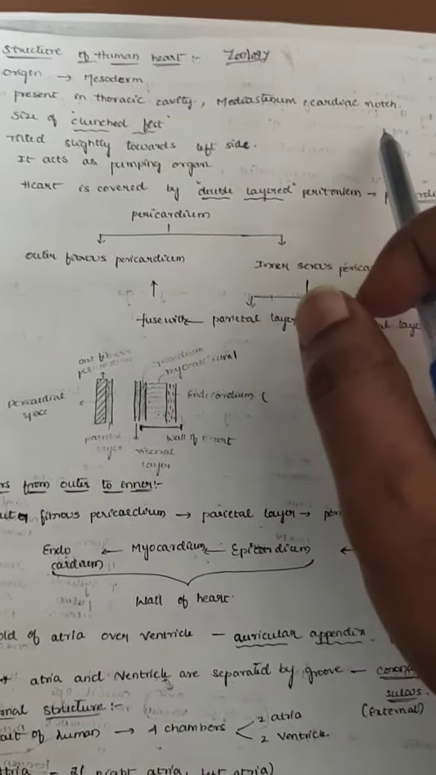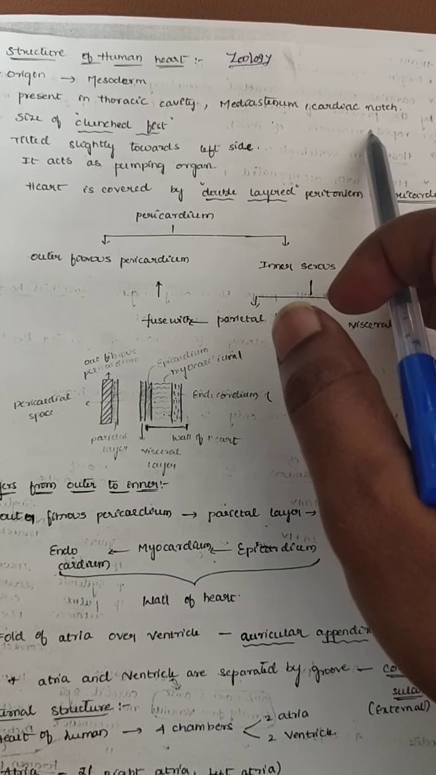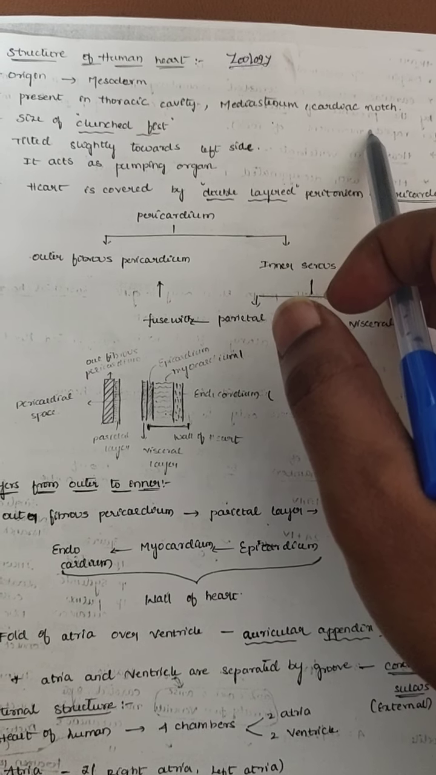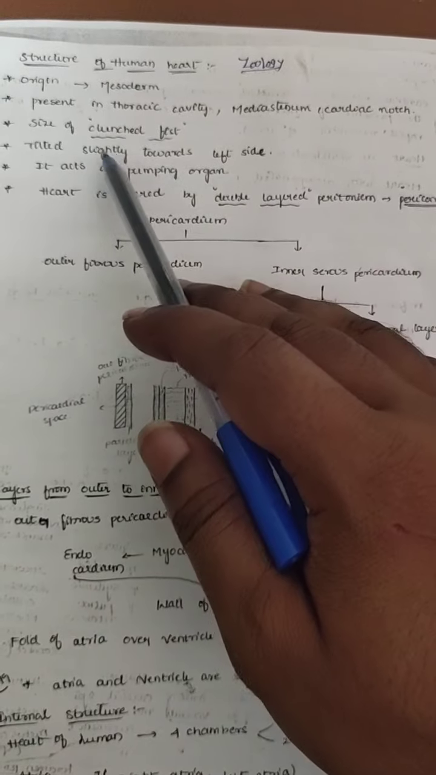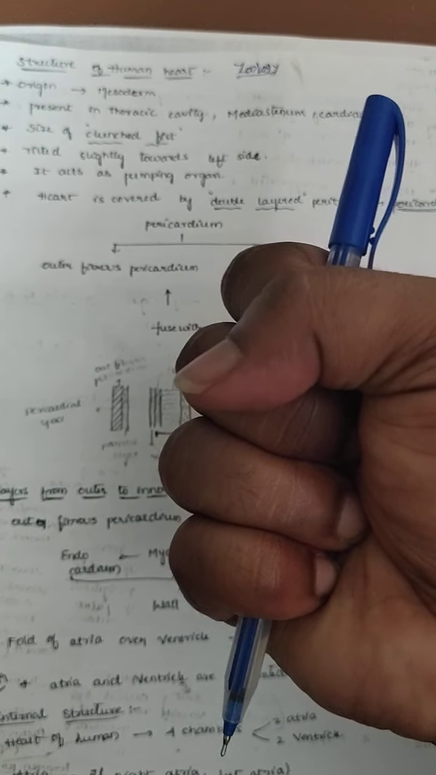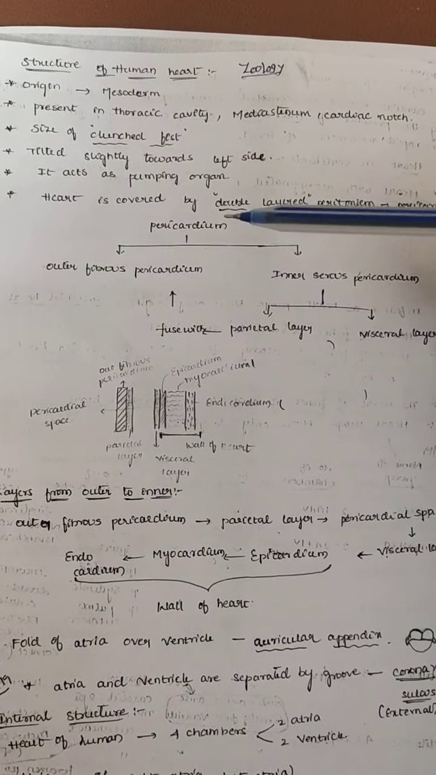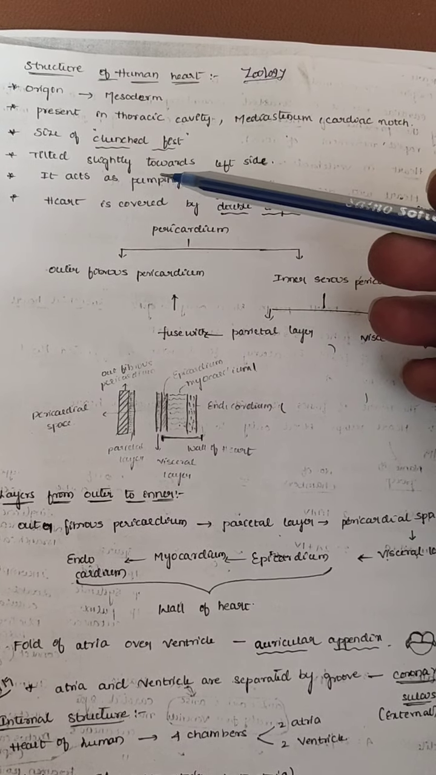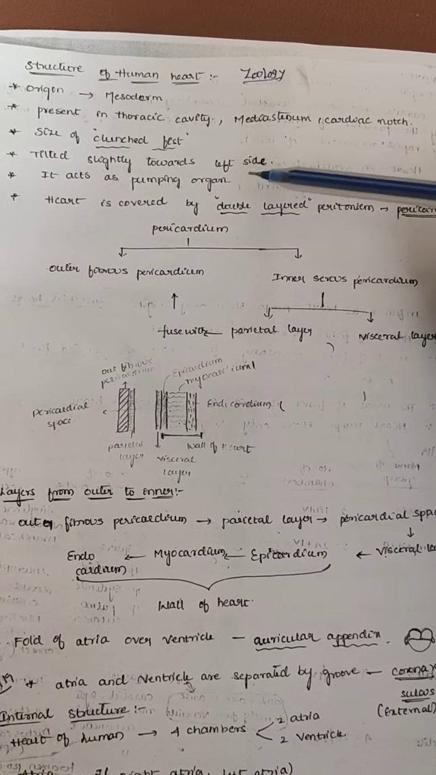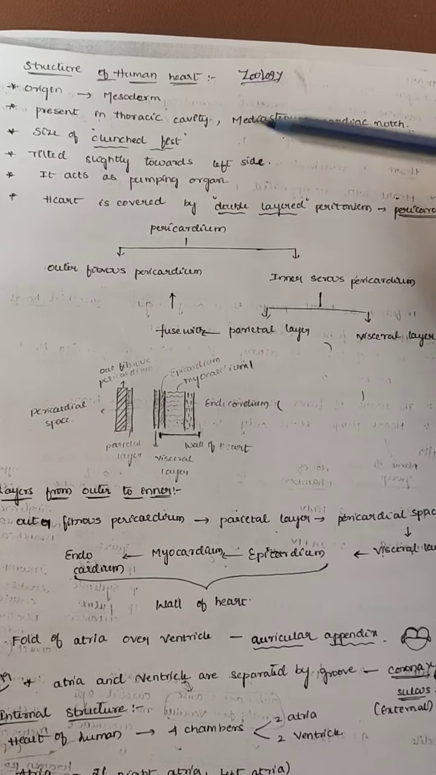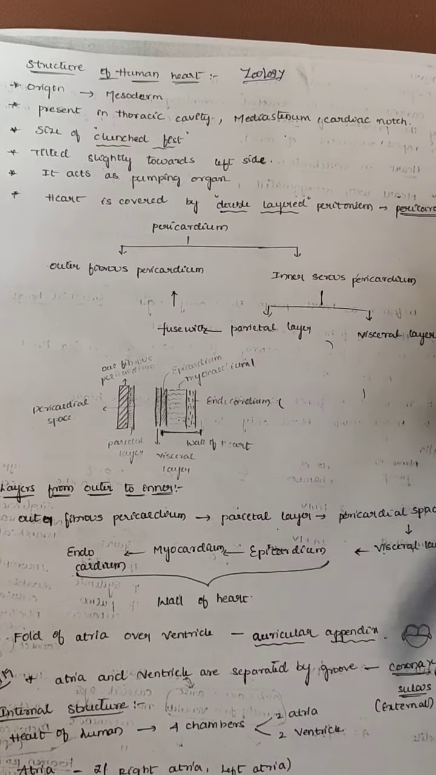The lung has a notch, and that notch is called the cardiac notch. There the heart is present. The size of the heart is a clenched fist. It means like this, this is the size, and it is present slightly towards the left side, acting as a pumping organ.